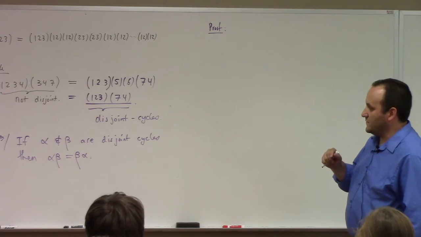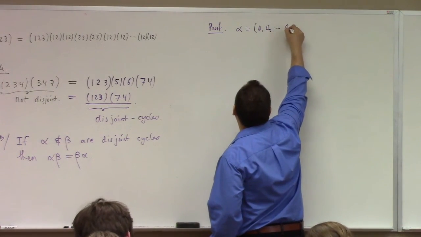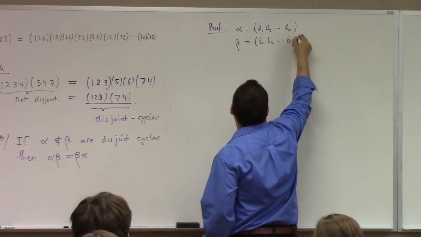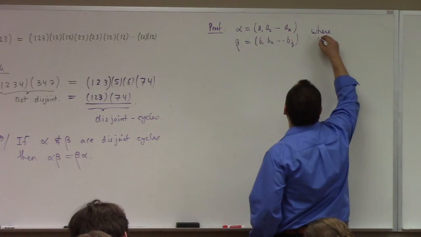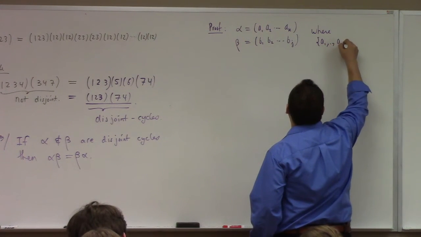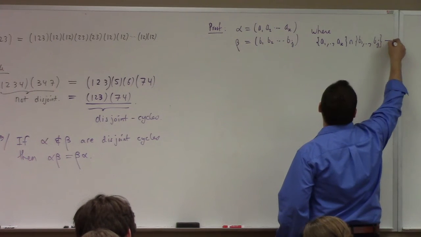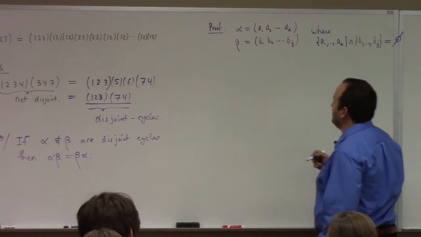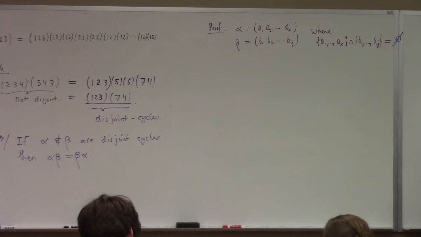This one's a little bit more instructive, so let me do this one. If we have alpha equal to a1, a2, ..., ak, and we have beta equal to b1, b2, ..., bj, where I want {a1, ..., ak} intersect {b1, ..., bj} to be empty. In other words, they're disjoint. And of course, I'm assuming that these are two permutations in Sn, for n sufficiently large.